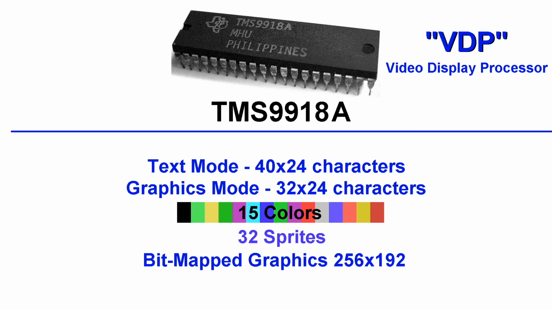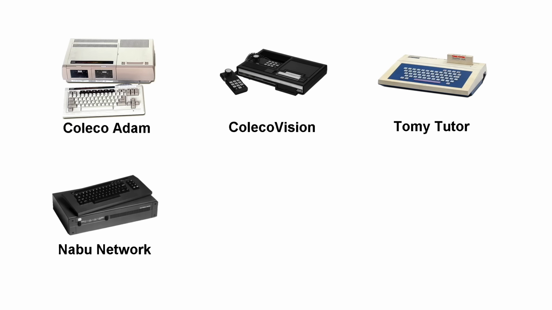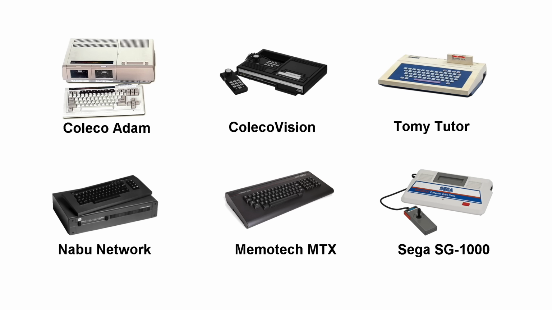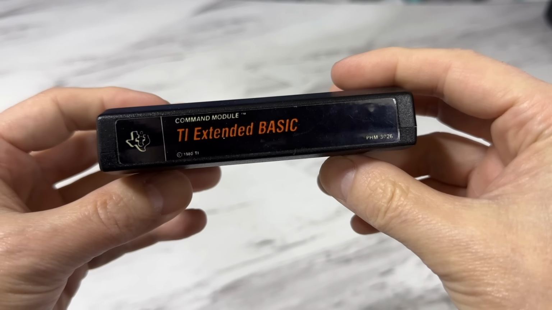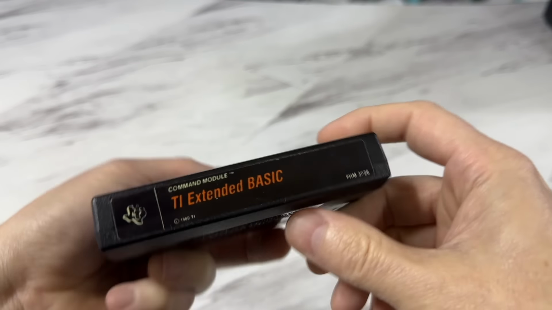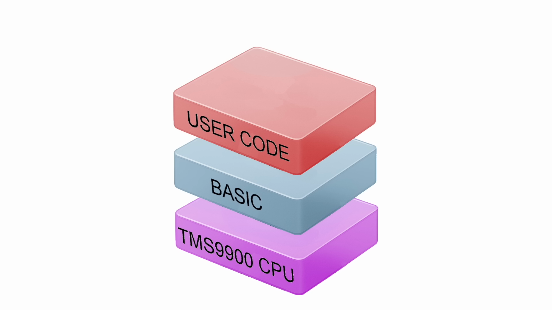Now, this particular version of the chip was also used in other computers, more than I can name here, but a few notable examples are the Coleco Adam and ColecoVision home console, the Tomy Tutor, Nabu Network, Memotech, and Sega SG-1000 game console. Another improvement was the new Extended BASIC cartridge. Now, this added much needed enhancements to TI's BASIC. For one thing, it was written directly in assembly language instead of GPL, thus eliminating that extra layer of translation, so it runs faster.